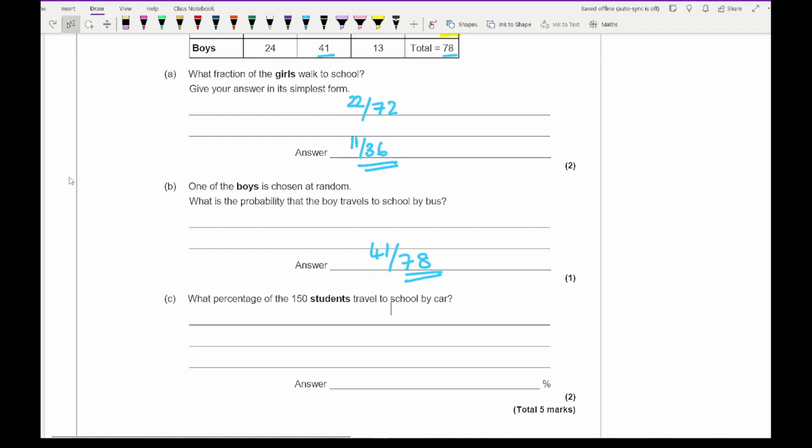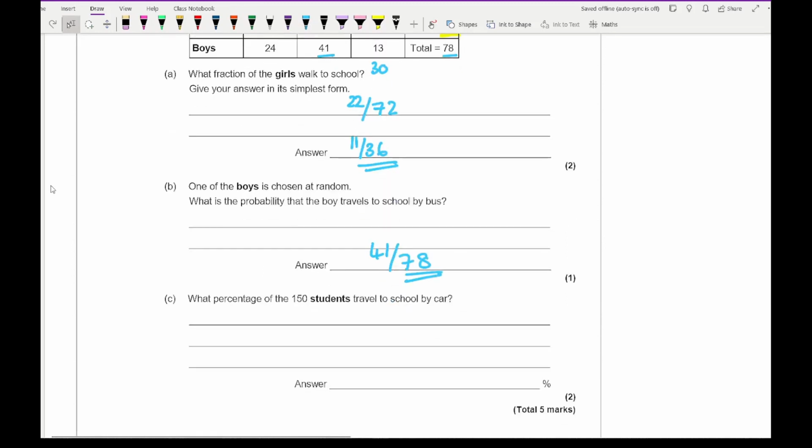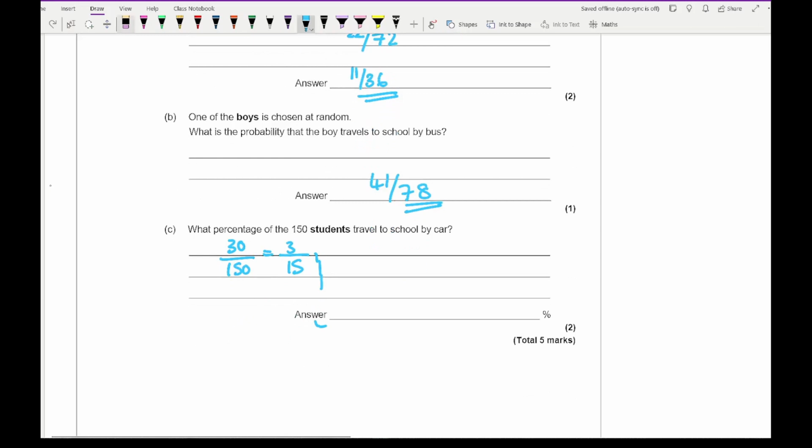The next question then says, what percentage of the 150 students travel by car? So the total number of people who travel by car is going to be 30. So it's going to be 30 over 150. And then if I simplify this as a fraction, that's going to be 3 over 15, which is 1 over 5. And 1 over 5 as a decimal is 0.2. And what's 0.2 as a percentage? It's going to be 20%.